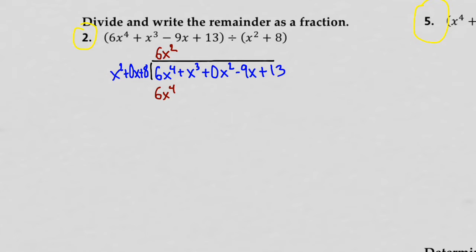6x squared times 0x is 0 x cubed, which is really just 0. You could just write a 0 there, but I want them to match, so that's why I'm writing 0x cubed. 6x squared times 8 is 48x squared. And now what you're going to do with these is subtract them. So we're going to subtract here. Now when you subtract, remember that negative sign goes with all three of them. So 6x to the fourth minus 6x to the fourth. That cancels. X cubed minus nothing is just x cubed. So that's going to be just x cubed.